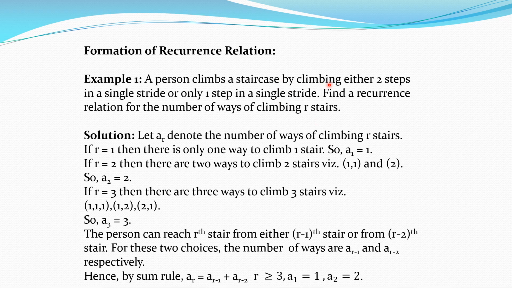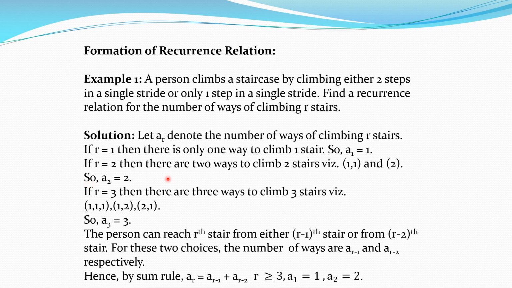Otherwise, it is given that he can climb two steps in a single stride, so directly onto the second step. So it is written in this way. Now there is no other way of climbing those two stairs. So the number of ways are 1, 1, that is 2. So we can write a2 equal to 2.